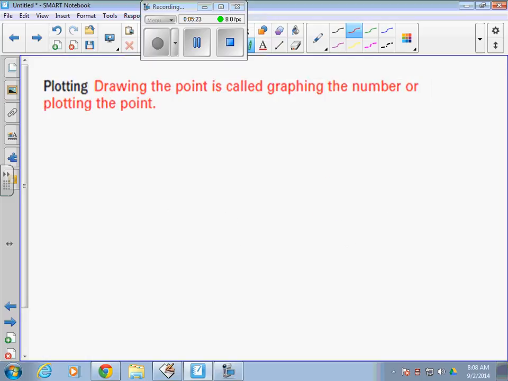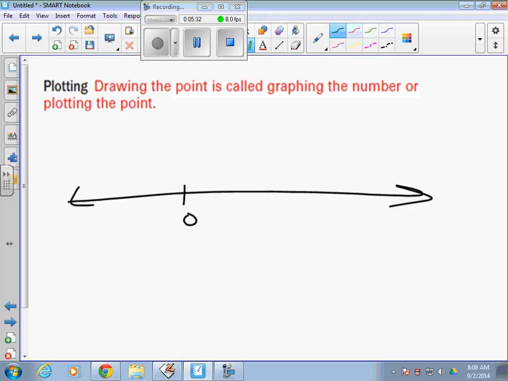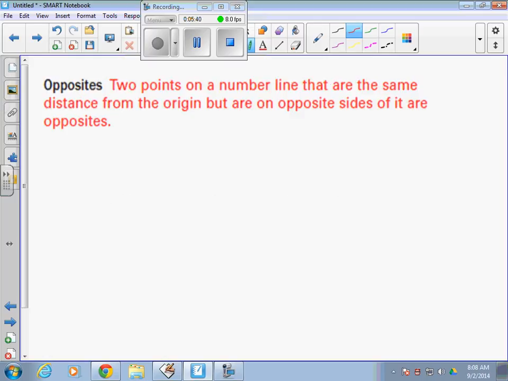Plotting is drawing the point. Drawing the point is called graphing the number or plotting the point. So in order for me to plot 133, it's not represented yet. Now I plotted it. Now it's there. Drawing it or putting it there is now plotted.